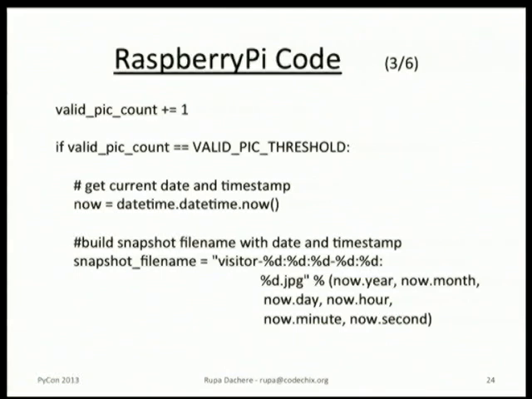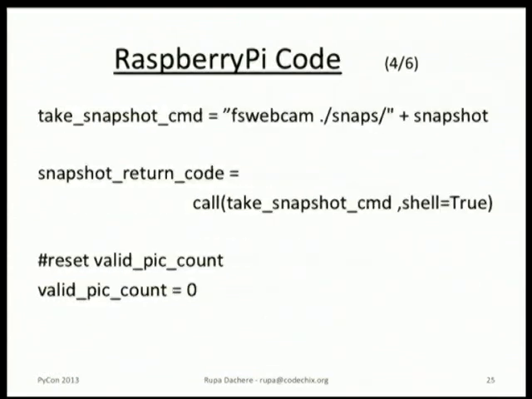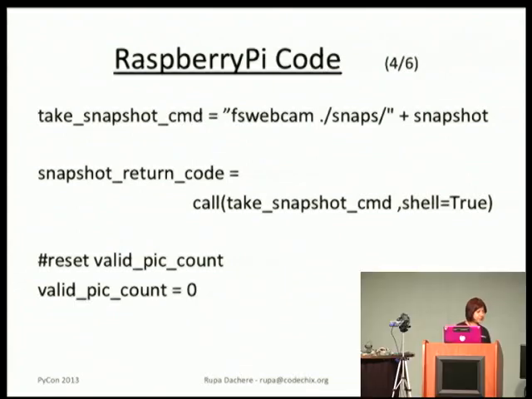So what I do is I check to see if I'm getting a consistent read for 5 counts. Right now, my pick threshold is 5. So once I detect an object for 5 counts, then I say, oh, okay, this must be a valid picture, and then I'm going to set up the file name and then use FS Webcam to actually take the snapshot.